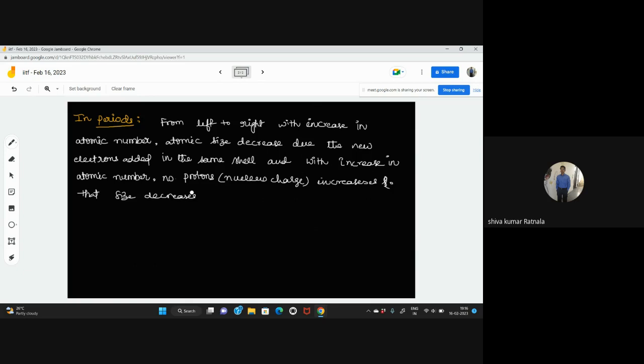Sir, I have a doubt. Tell me now. In the second line, does atomic size increase or decrease, sir? Atomic size decreases. So you write decreases. In a group it increases, in periods it decreases. With increase in atomic number, atomic size decreases due to electrons added to the same shell, and with increase in atomic number the number of protons increases, so size decreases. Correctly written, no? Yes, sir.